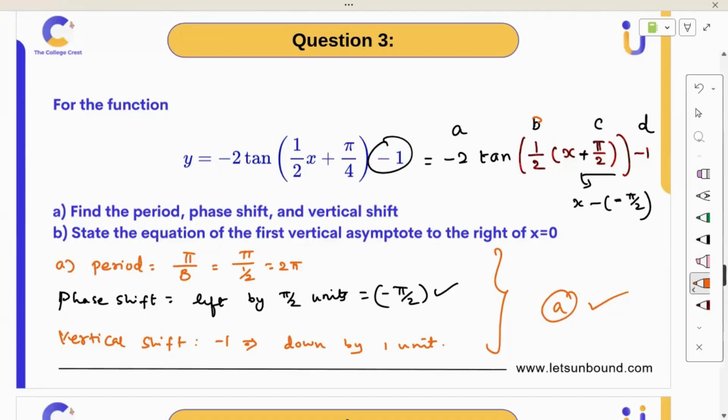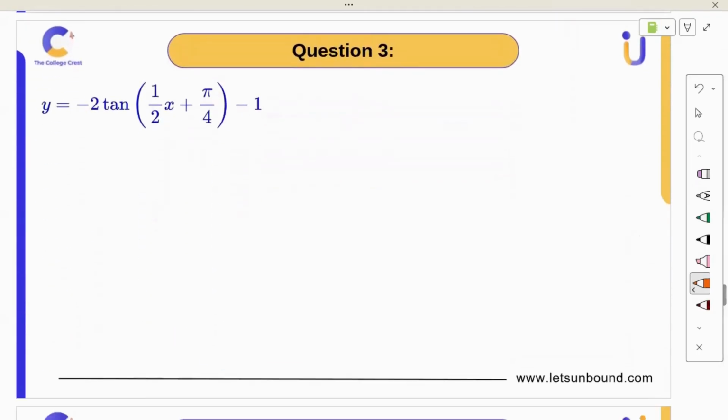Right, now moving to part B. State the equation of the first vertical asymptote to the right of x is 0. So they are asking just the first, but I will tell you that there are infinitely many asymptotes. Let's see how to find the general. So take the equation, and you know where the tan will go undefined, like the original tan, right? It will go undefined at pi by 2 plus n pi, correct? So that is where the vertical asymptotes will occur.